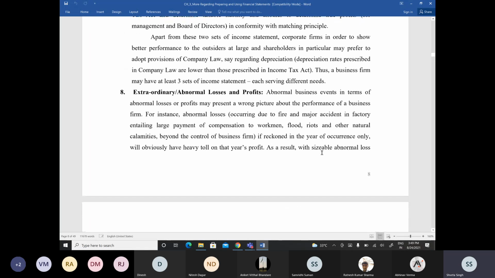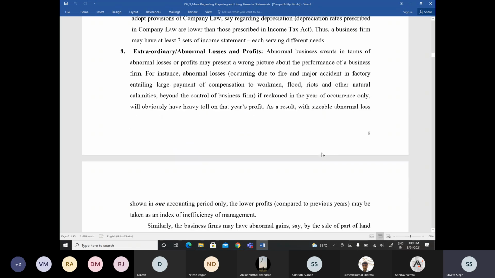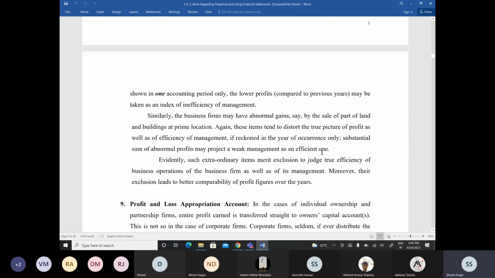Okay, any kind of extraordinary or abnormal loss or profit is also shown, but it is shown separately because it is not occurring from your normal course of business, your normal selling of product or service. It is coming due to some extraordinary situation like a big fire or a major accident, okay, or riots. So all of that is shown separately, abnormal loss and abnormal profit.